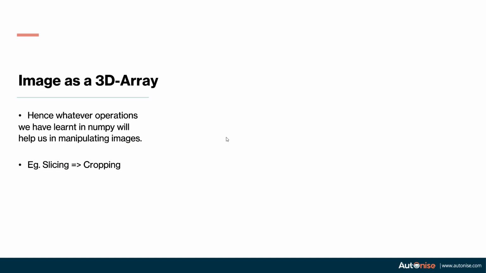So why were we learning about NumPy when I started talking about image processing? The topic was image processing, right? This is because you can visualize an image as a 3D array. So whatever operations we have learned in NumPy will help us in manipulating images. For example, we learned about slicing, where we can crop an image. So by using slicing on the NumPy arrays, you can actually crop out an image, which is an image processing task.